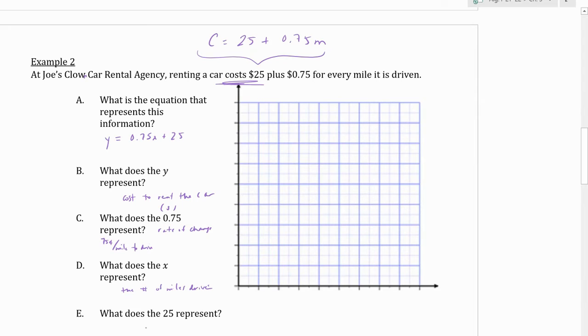And then what's the 25? That's just the starting point. That's the starting cost. So it's the cost to rent the car before mileage is figured.